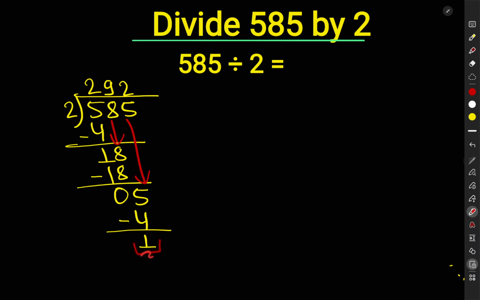So now this 1 is less than 2 and there is no other number to put it down. So we take here decimal so that we put 0. So it is 10 and 2 times 5 is 10. On subtracting, we get 0. So 585 divided by 2 is 292 decimal 5.